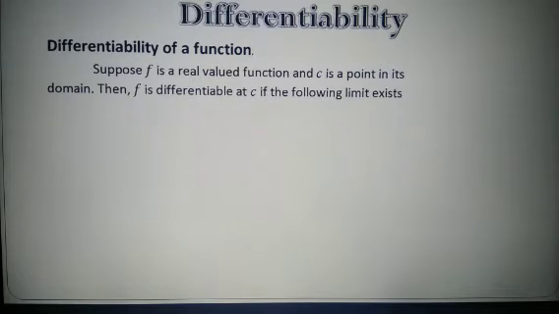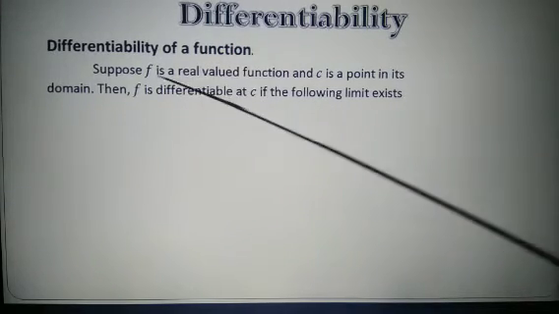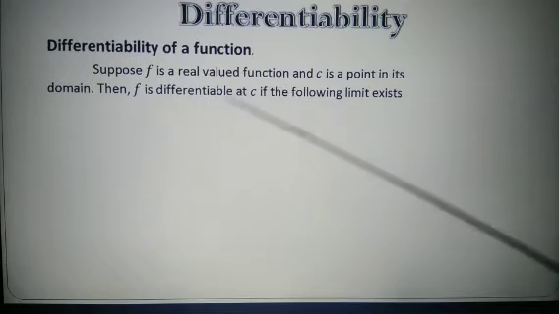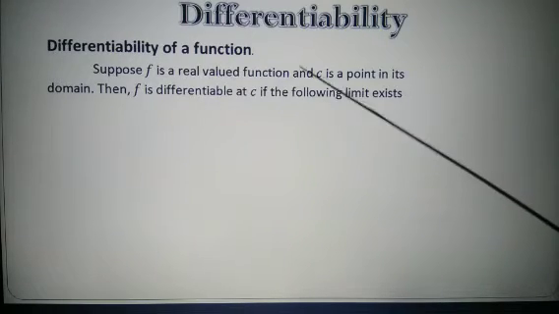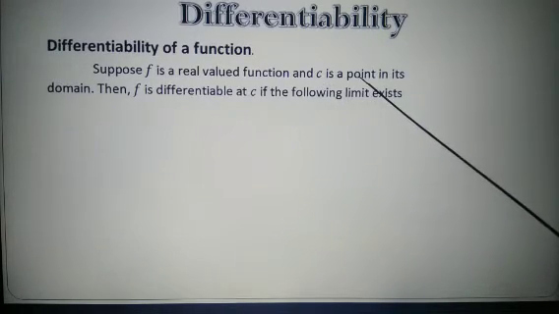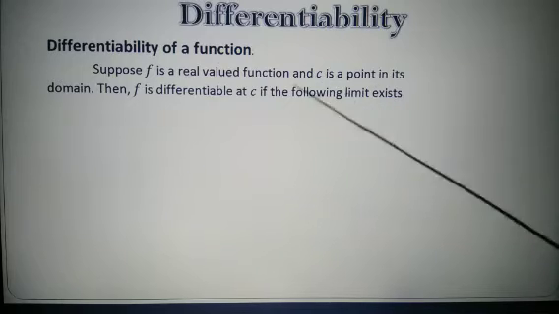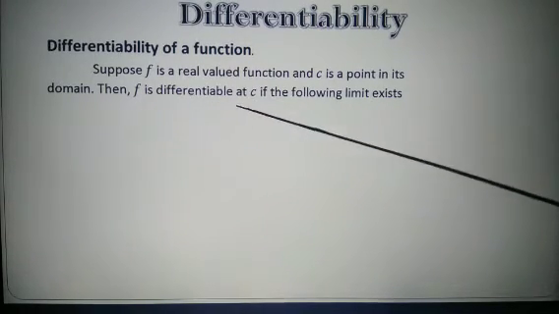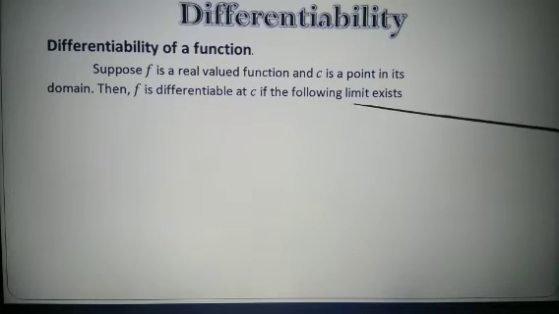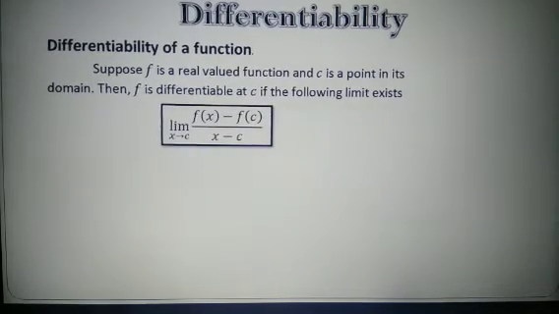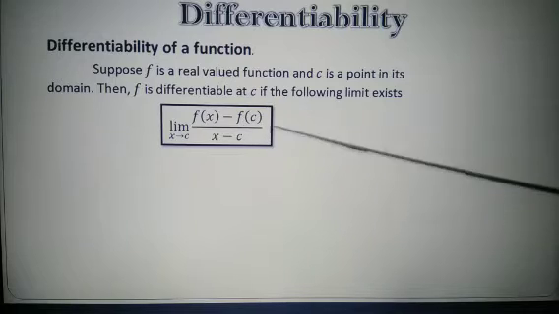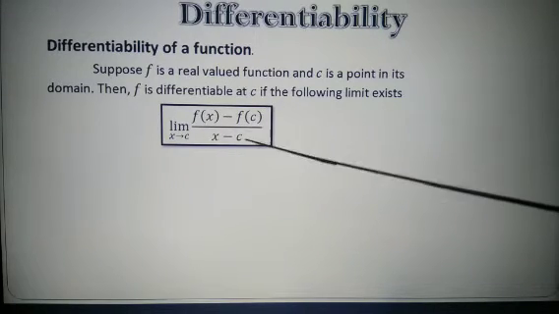So the definition is somewhat like this. Suppose f is a real valued function. Okay, so f takes only real value and c is a point in its domain. Now function f is differentiable at c if the following limit exists. That means if this limit exists, then the function is said to be differentiable at point c.